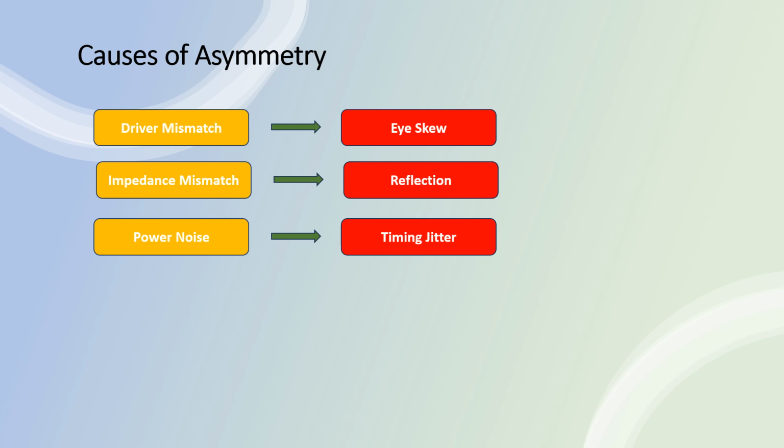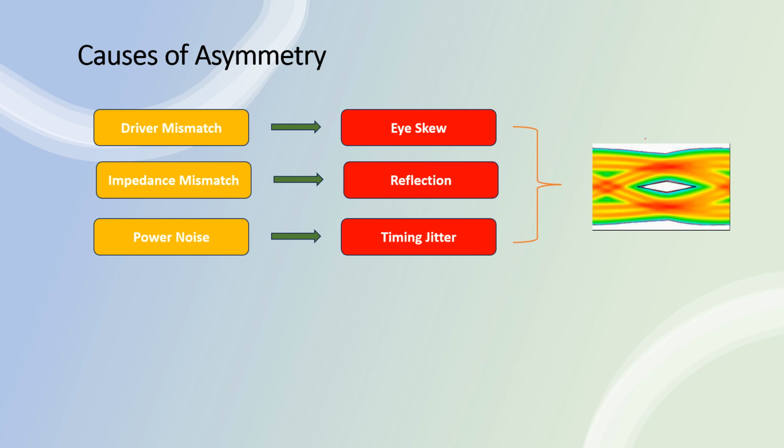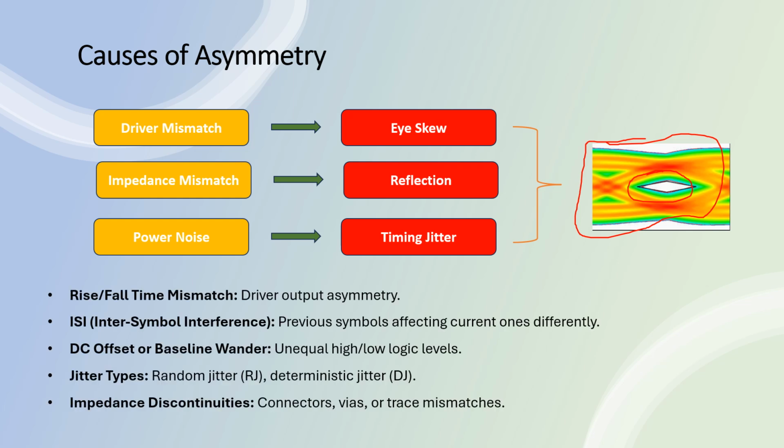Now what happens when all these three major causes of asymmetry occur? It is going to collapse the eye. As you can see in the diagram, the eye diagram is collapsed and the eye mask is being violated. There are some other causes of asymmetry in the eye diagram. The first of them is rise time and fall time mismatch. If there is a rise time and fall time mismatch, you are going to see this kind of slope in your eye diagram, and this is going to cause some asymmetry.